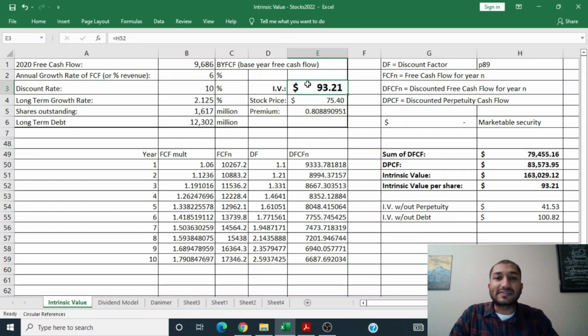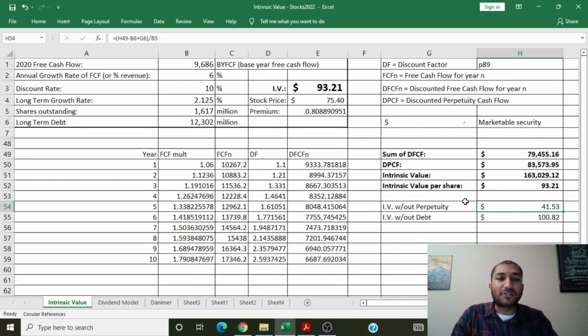The way we calculate this intrinsic value is we look at what the free cash flows would be every year for the next 10 years. We sum up all those free cash flows, which come out to about $79 billion. Then we look at what the free cash flows would be after the 10-year mark into perpetuity. We sum all these up to get the intrinsic value to be about $163 billion. From this number, we subtract the long-term debt and divide by the shares outstanding to get the intrinsic value per share to be about $93 per share.